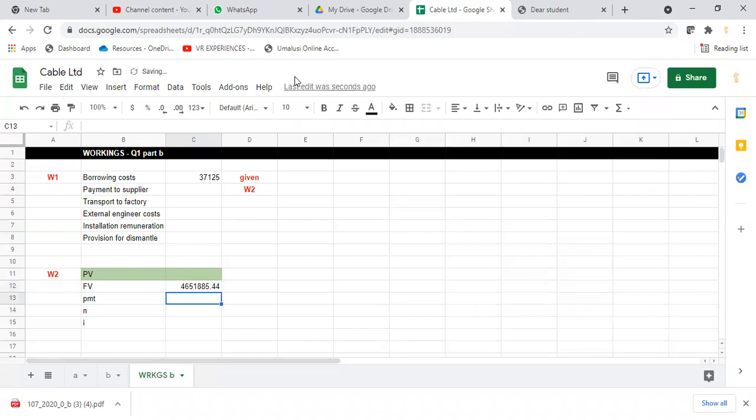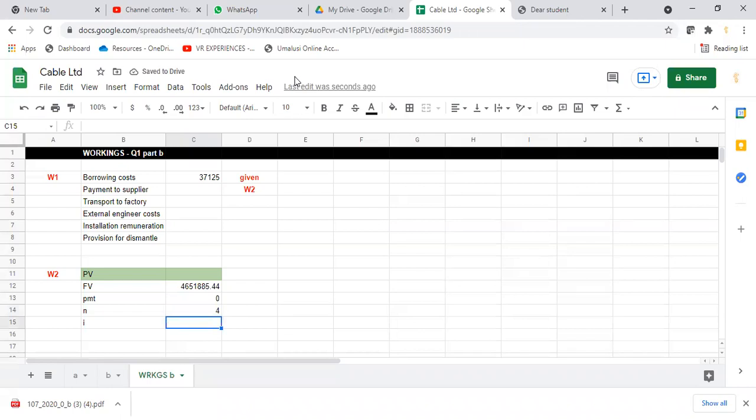PMT is your fixed regular payment. There is no fixed regular payment for this, so it is 0. N is the remaining number of payment periods, or compounding periods. This question is about monthly compounding, so the remaining time frame is 4 months. Therefore N is 4.